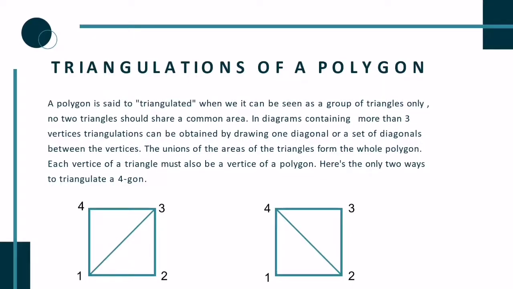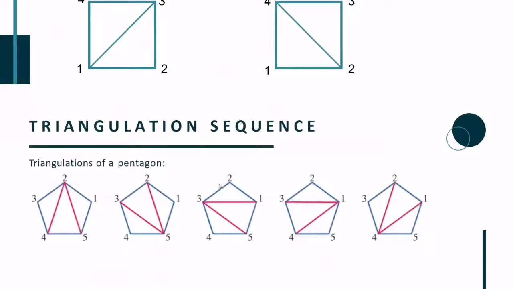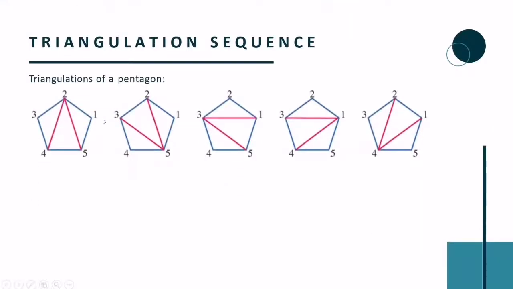In any diagram that has more than 3 vertices, you can actually use diagonals to make triangulations. So here are the only 2 triangulations of a square. Moving forward, these are the triangulations of a pentagon. These are 5 in number. So how does this relate to the Catalan numbers, right?